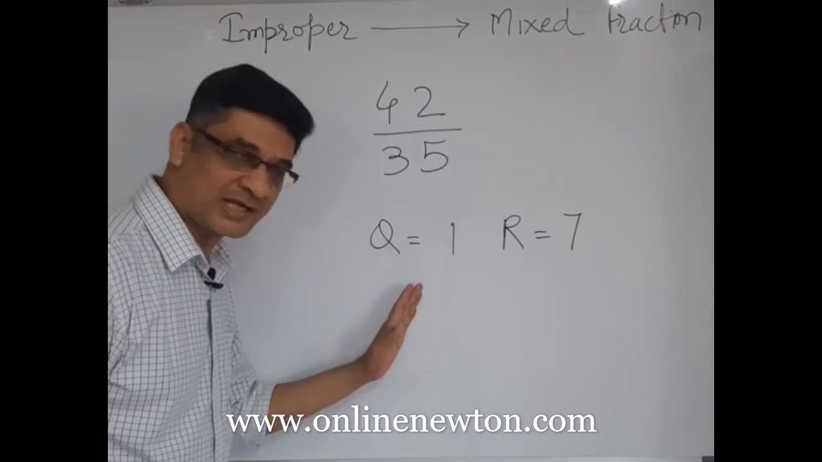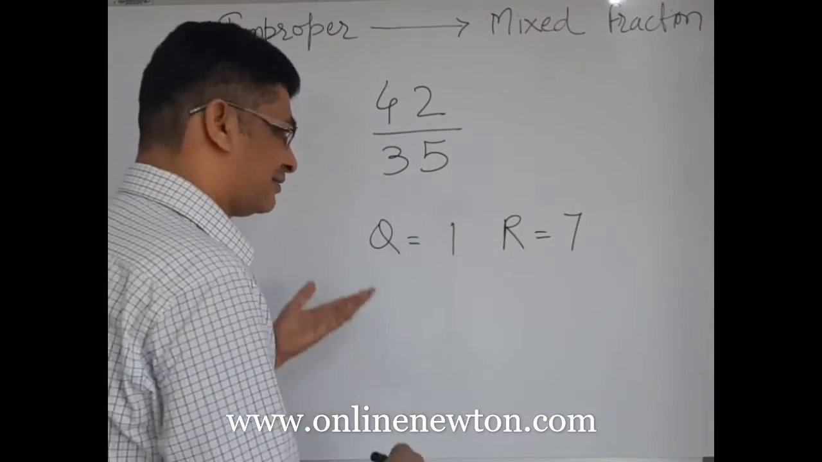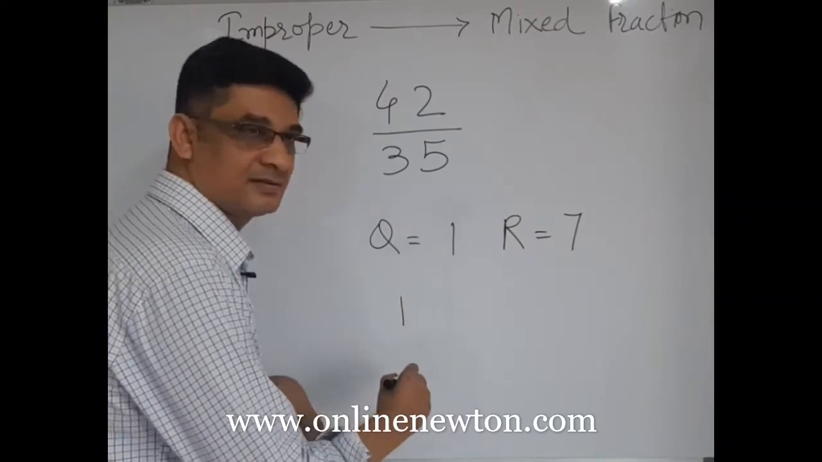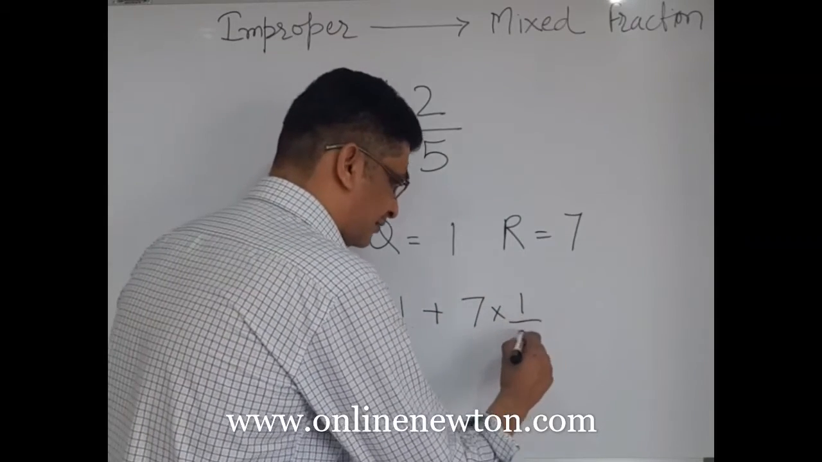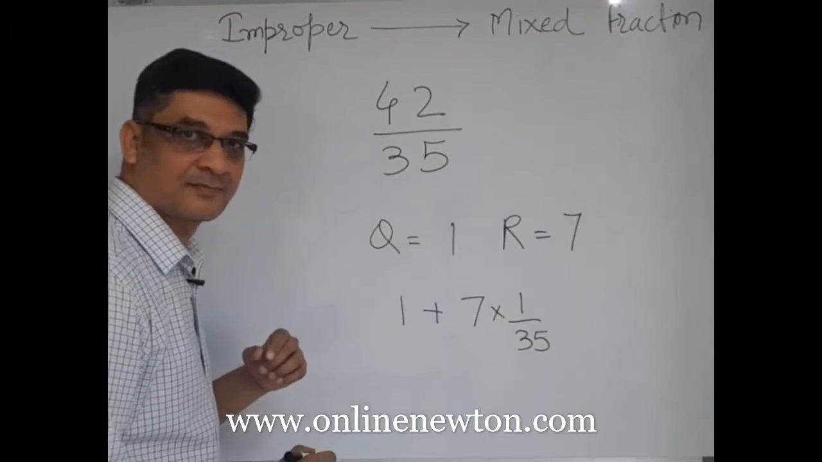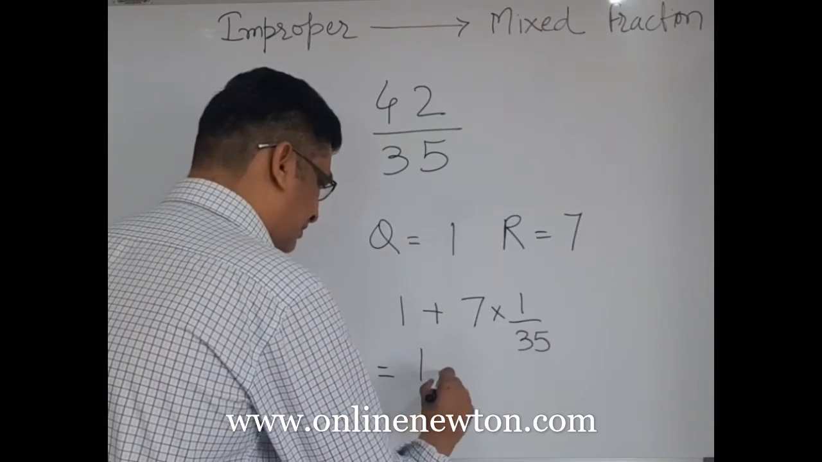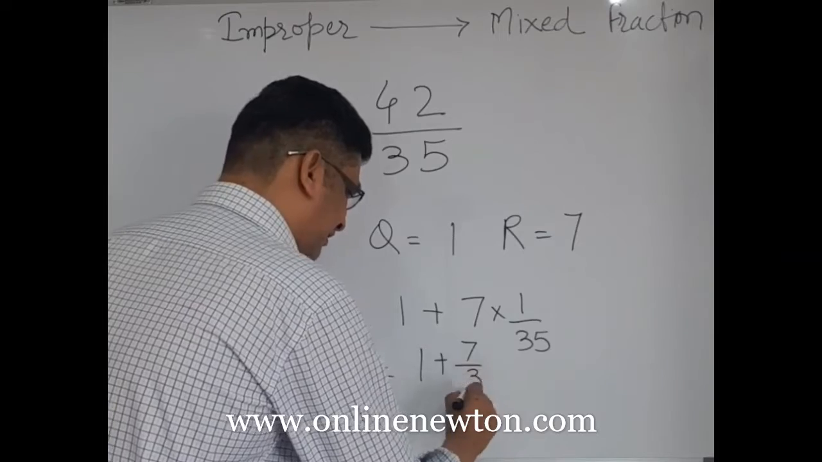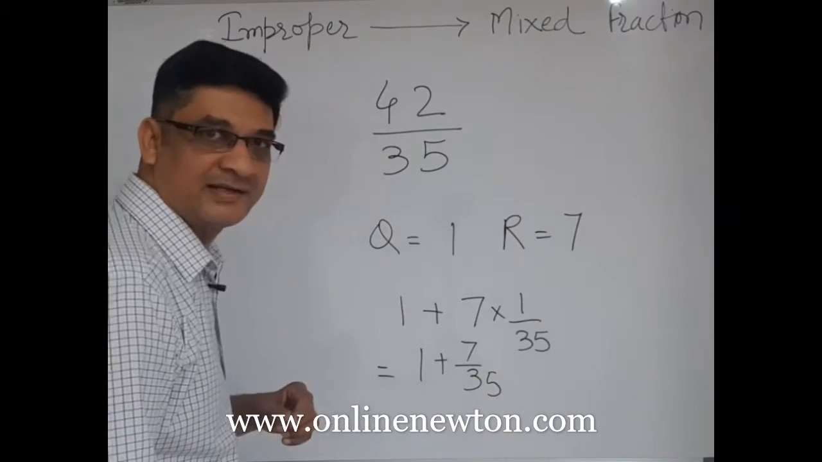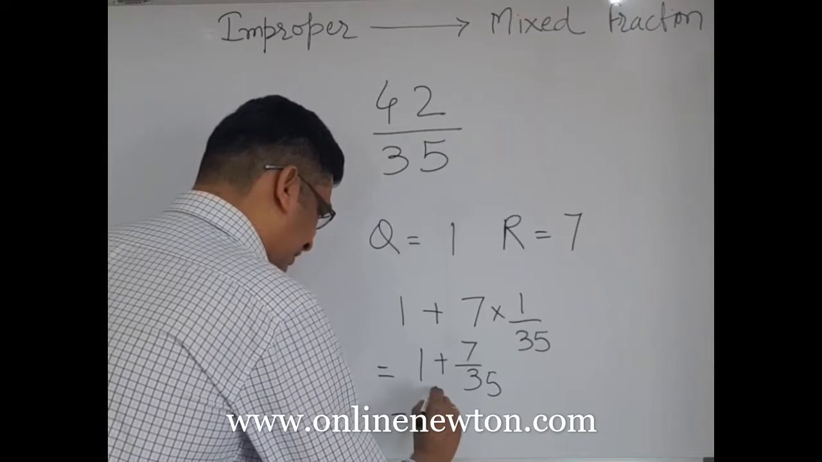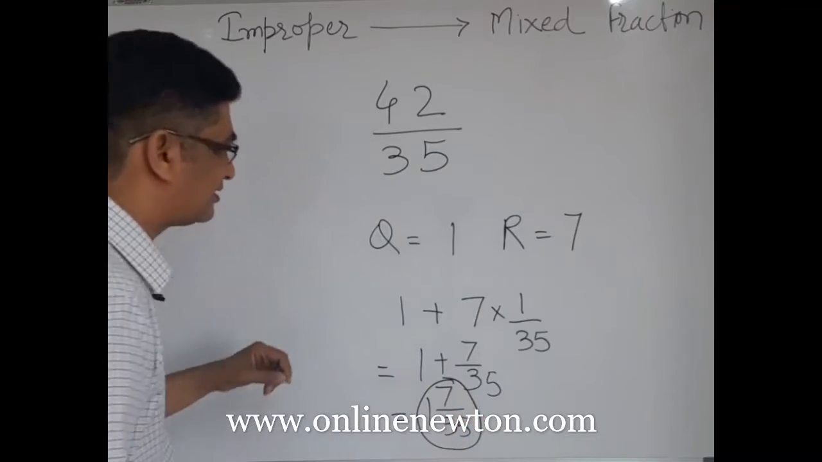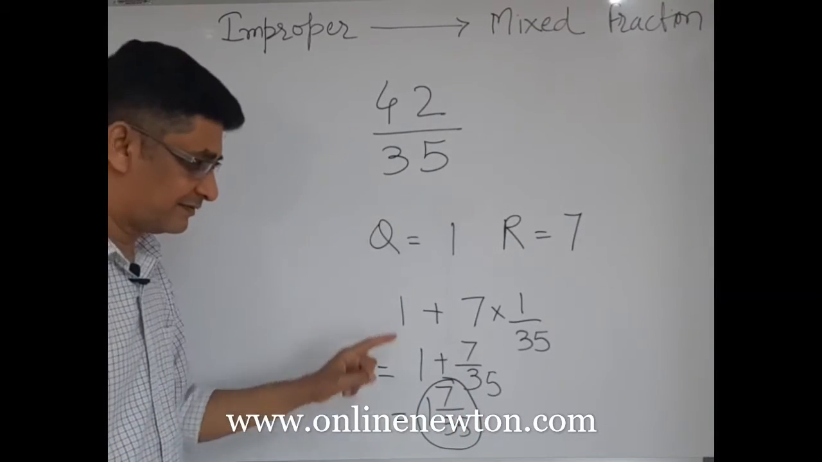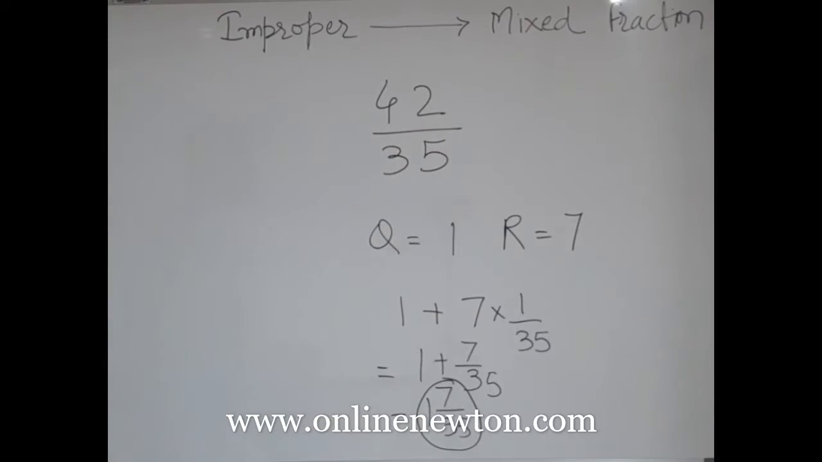So quotient is 1, remainder is 7, and we write it as 1 full apple plus 7 pieces of size 1 by 35 each, and this is 1 plus 7 by 35, and this will be written as 1 integer 7 by 35. So this is our final answer to convert 42 by 35 into a mixed fraction, which will be 1 integer 7 by 35.